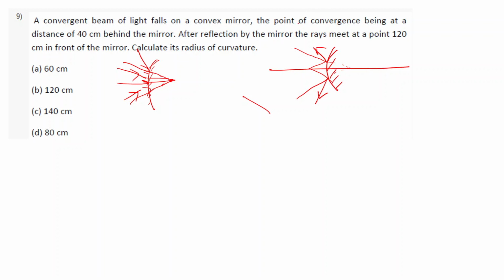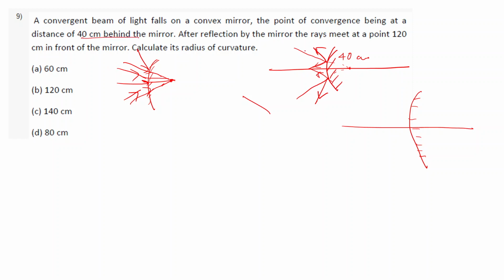What they have told is the point of convergence is at a distance of 40 centimeter behind this mirror. After reflection from this convex mirror, the rays are scattering in this direction. They are telling us they are converging after reflection. They are meeting at a point 120 centimeter. Again, let me tell, this is the convex mirror. What we have been told is that a converging beam was coming which would converge at 40 centimeter behind this mirror.